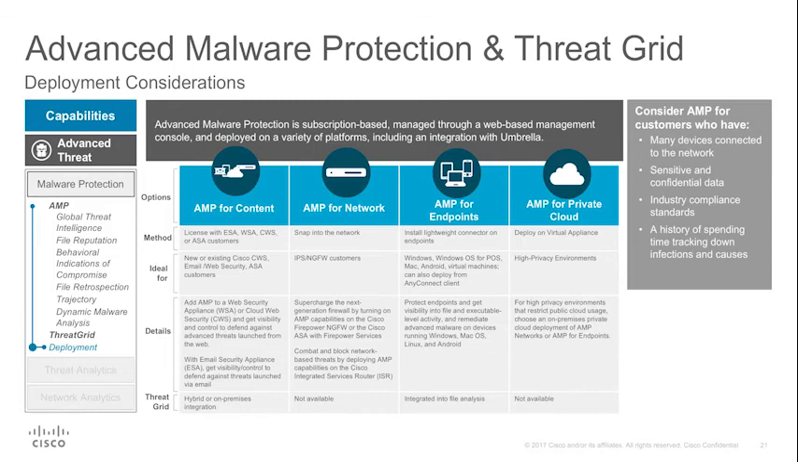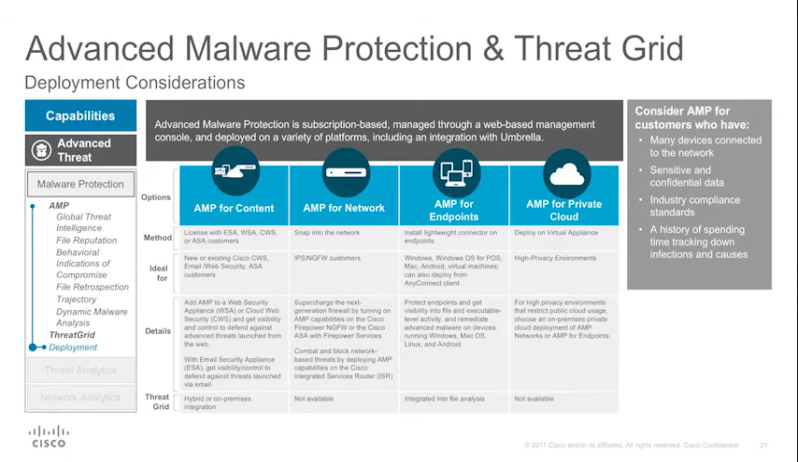Next, customers can choose an AMP for Networks deployment. AMP as a network-based solution integrates into Cisco Firepower Next-Gen IPS security appliances. AMP is also available on ASA with Firepower services, so customers can deploy AMP capabilities integrated into the Cisco ASA firewall. Customers can also deploy AMP capabilities on the Cisco Integrated Service Router to combat network-based threats. With AMP for Endpoints, customers can protect PCs running Windows, Macs, Android mobile devices, Linux, and virtual environments using AMP's lightweight connector, ensuring no performance impact on users.